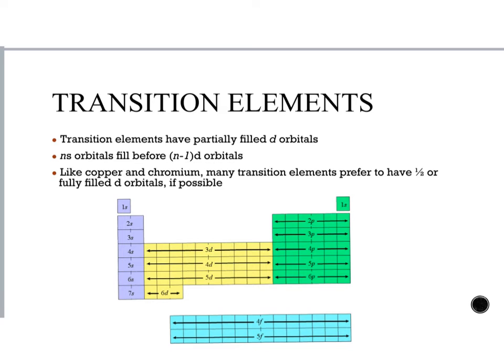Okay, third bullet point: like copper and chromium, many transition elements prefer to have half or fully filled d orbitals if possible.